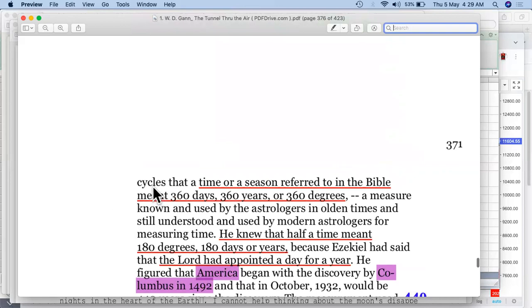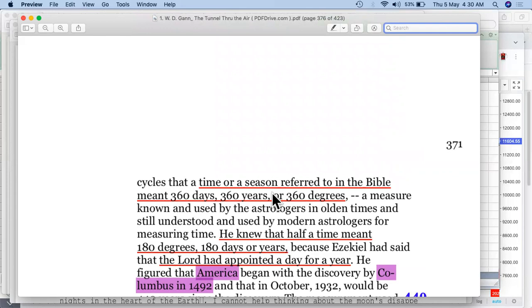Again, further he talks that cycles, that a time of a season referred to in the Bible meant 360 days, 360 years, or 360 degrees, a measure known and used by the astrologers in olden times and still understood and used by modern astrologers for measuring time. You knew that half a time meant 180 degrees, 180 days, and years.